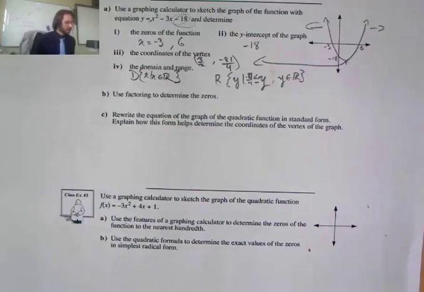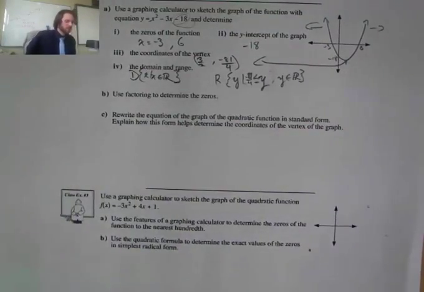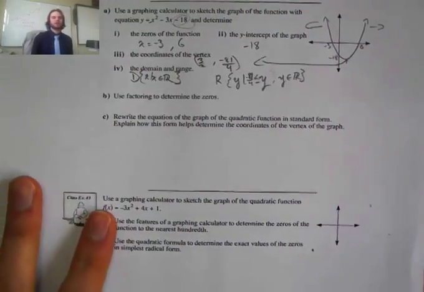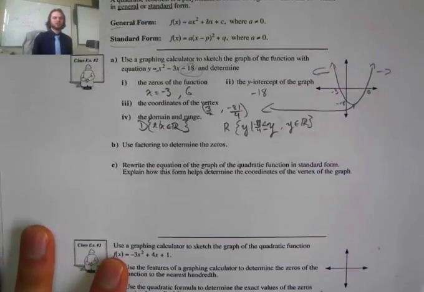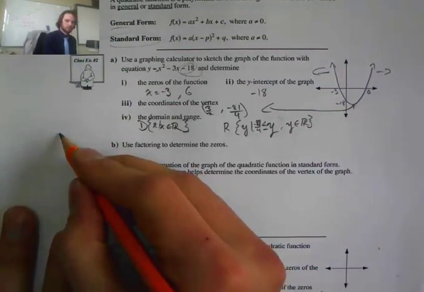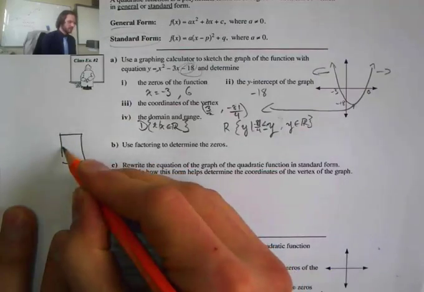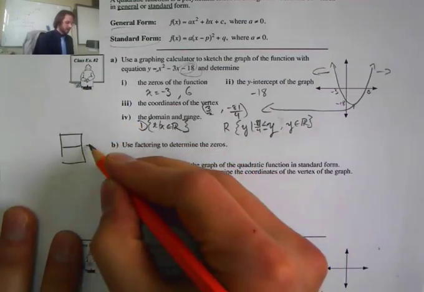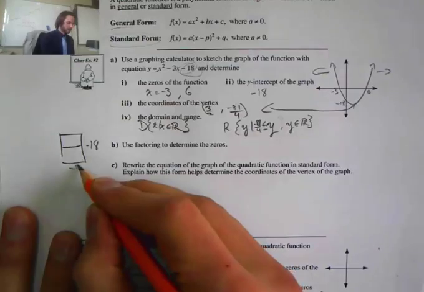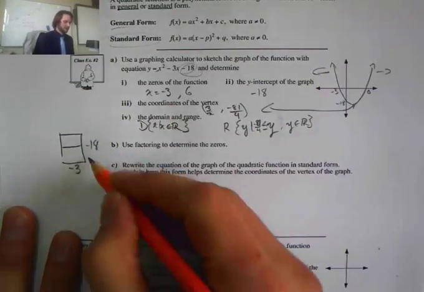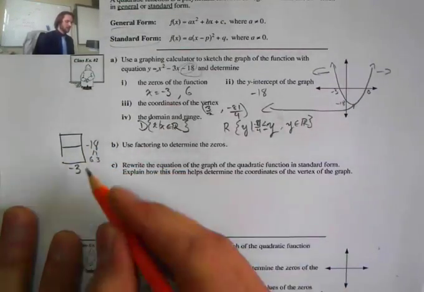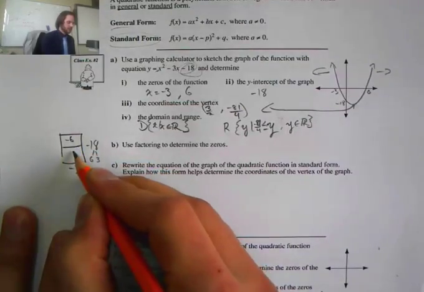All right? Now the next one here says, use factoring to determine the 0. So let's factor this. If I want to factor this, I'm going to use my trusty box method. So let's do my box method over here. And we have -18, and I'm going to have -3. So what two numbers multiplied gives -18? Well, I have 6 and 3. The negative must be bigger, so -6 and +3.